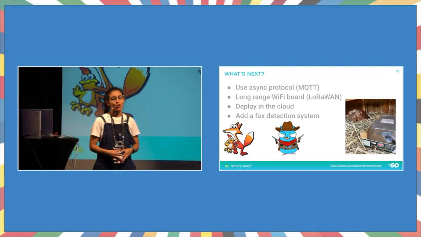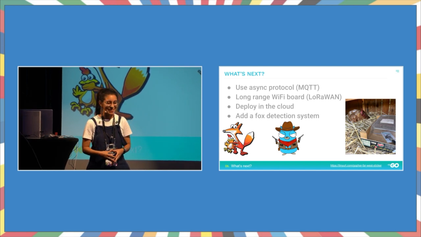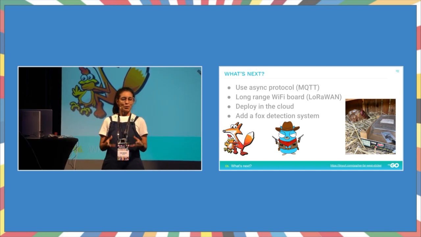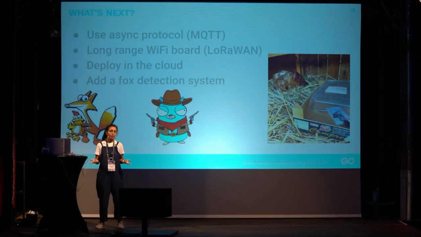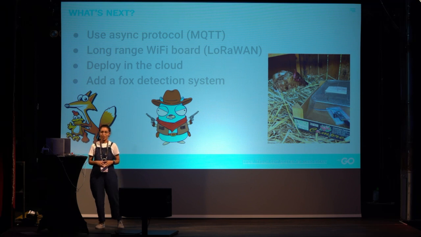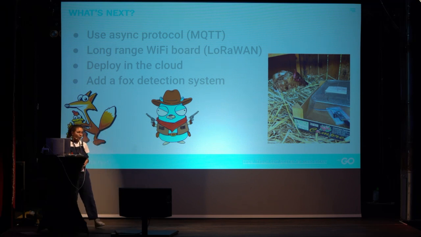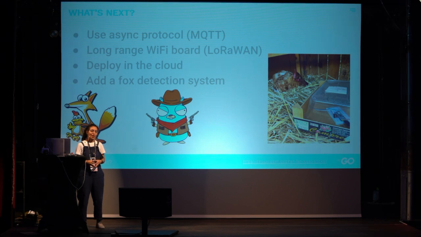As you have seen, this project is pretty experimental for the moment, but I have some next steps. I'd like to use an async protocol, because I don't really need HTTP. I began with it because I knew it, but MQTT would be great, I think. I want to get rid of this router access point. I really need a long-range Wi-Fi board, so I have no more cables in the garden. And I brought all my stuff here, but I would love to have my app deployed in the cloud or exposed somewhere so I can check my dashboards from anywhere.